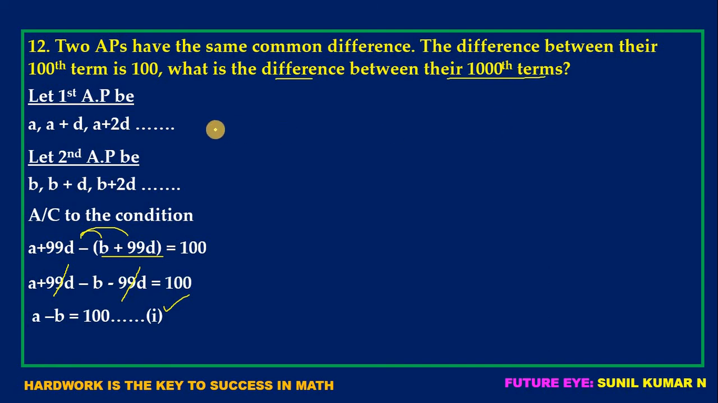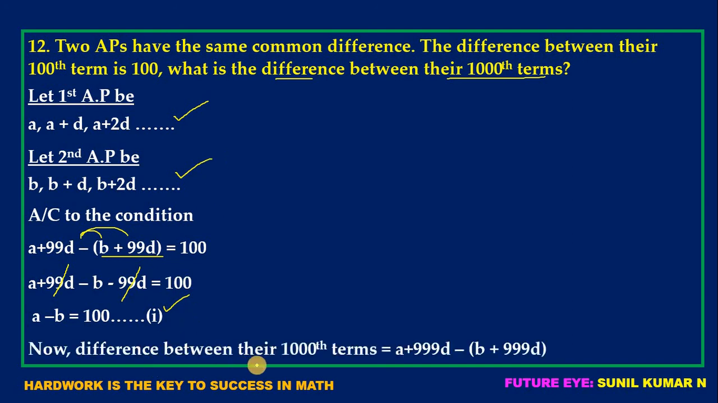Now you tell me, what would be the thousandth term of the first AP? That is A plus 999D, isn't it? Yes. Similarly for the second AP, what would be the thousandth term? That is B plus 999D. Hence, see, the difference between their thousandth terms is equal to A plus 999D. Why am I subtracting? Because they asked for the difference only here. Minus B plus 999D.